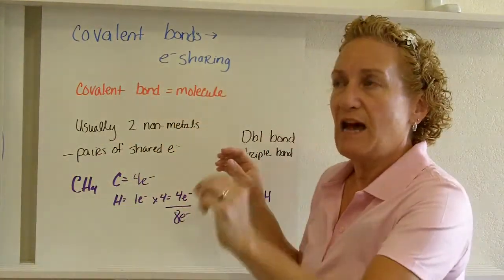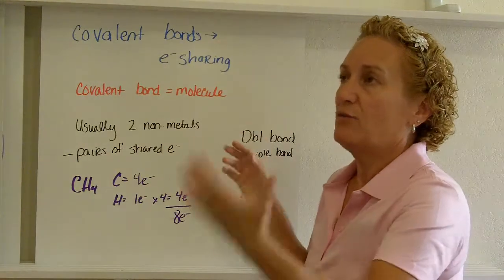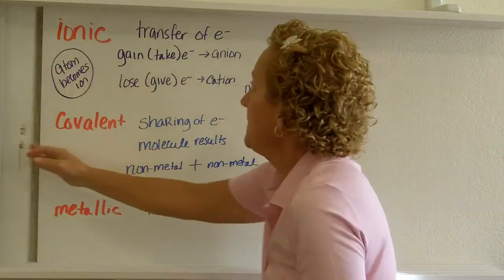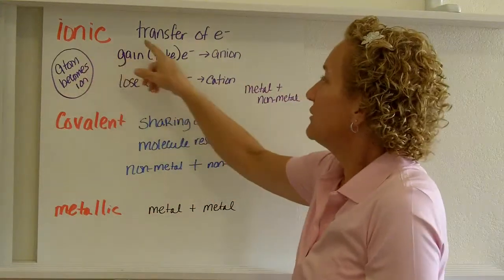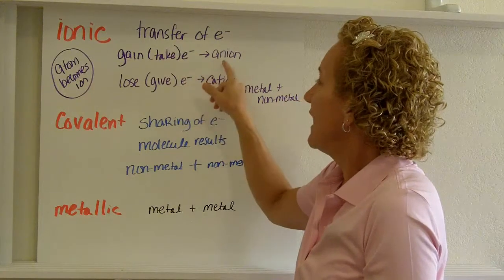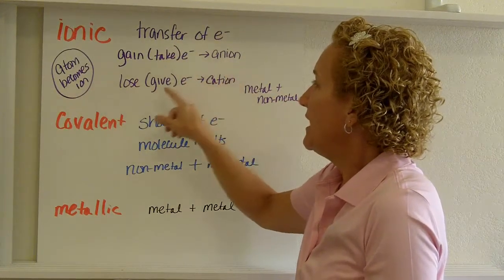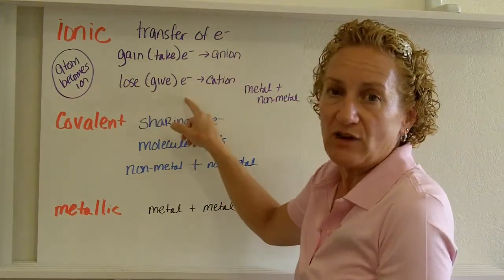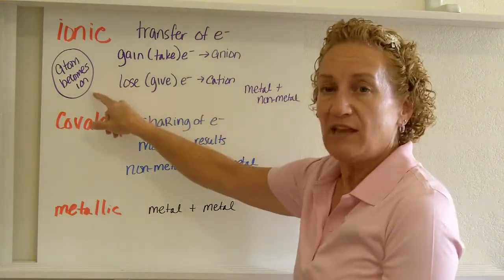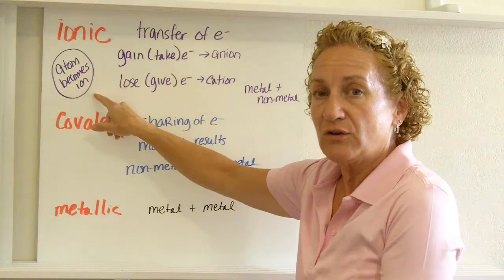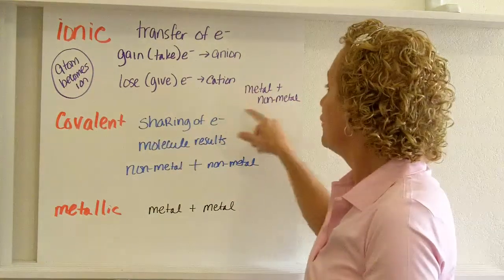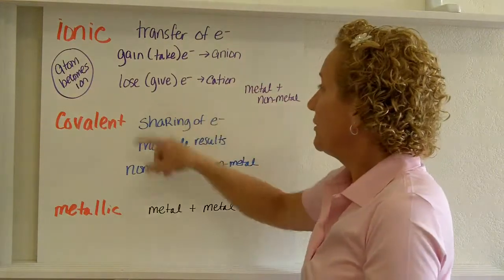So we did metal and nonmetal. We did nonmetal and nonmetal. What's left is metal and metal. But before we get there, let's do a quick review, okay? So ionic bonds is with a transfer of electrons. If you gain or take electrons, that's negative. That's called an anion. If you lose or give electrons, that's positive. That's called a cation. Once it gives or takes electrons, it's no longer an atom. It's now called an ion. Okay? This generally is for a metal and a nonmetal.